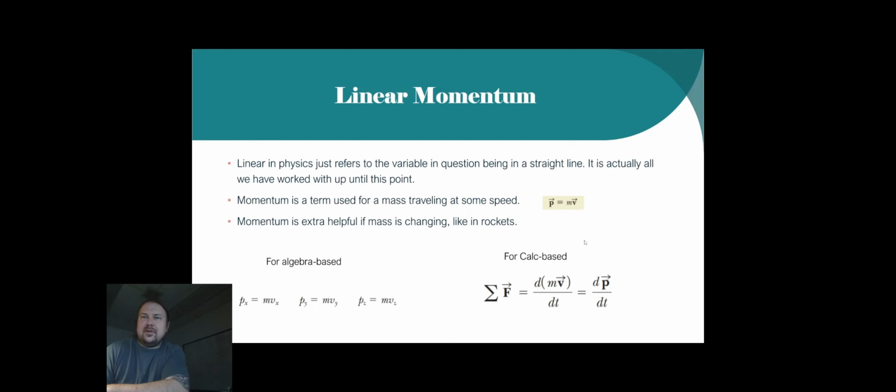And you can kind of see that up here. If you were to take a d/dt of mv, the m could come out if it doesn't change with time. The m could come out, the d goes in, dv/dt gets you back to acceleration. You'd have m times a, which of course then is force. Okay, so a couple of different ways of looking at the linear momentum equation for both algebra and calc-based. Algebra, you're just going to keep it simple. P, momentum, is equal to mv. Okay.